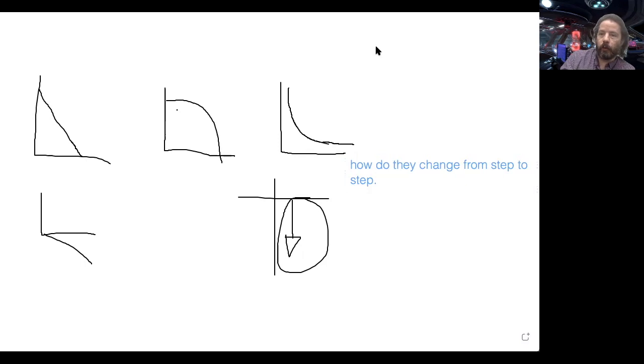So that's a brief review over how to interpret data and graphs as far as how they're changing and what rate they're changing at.